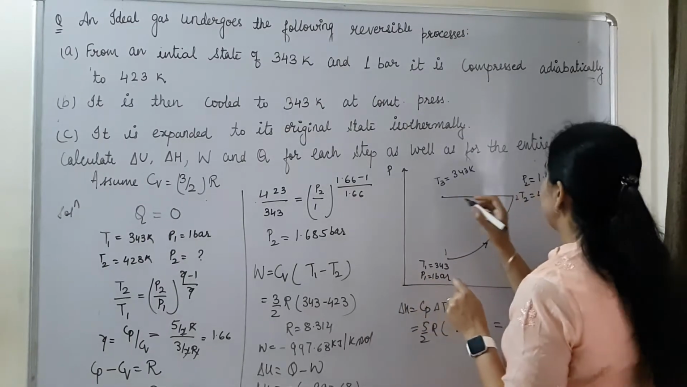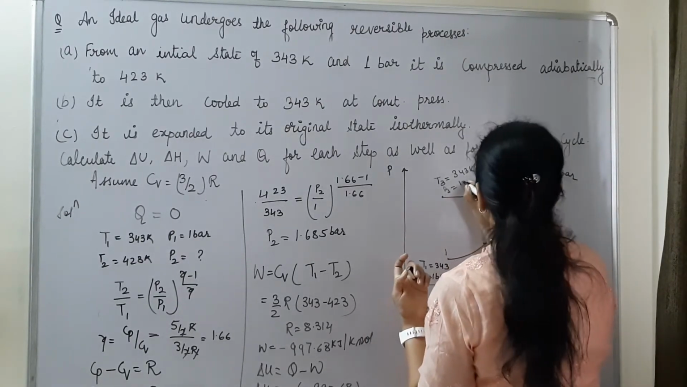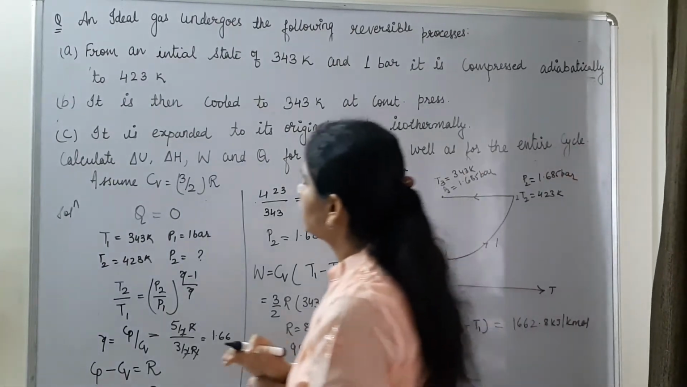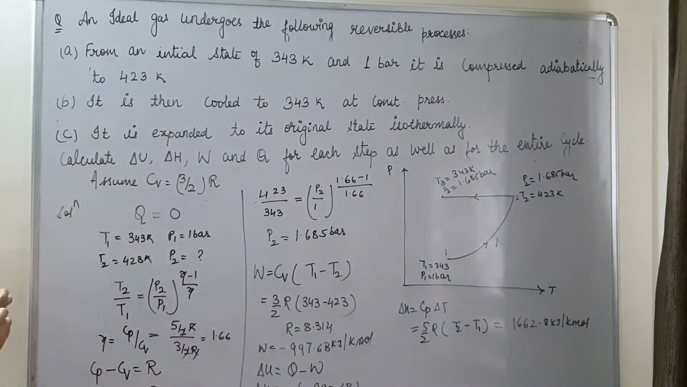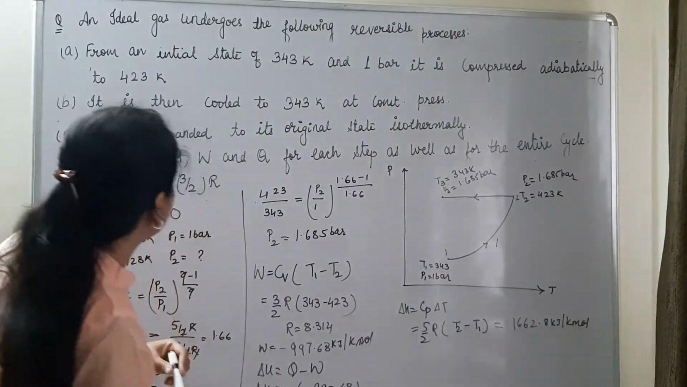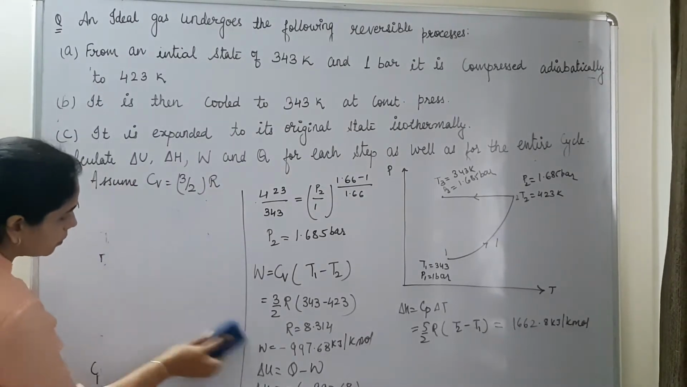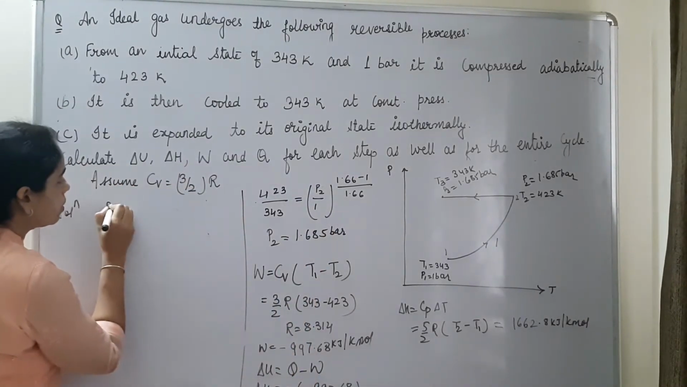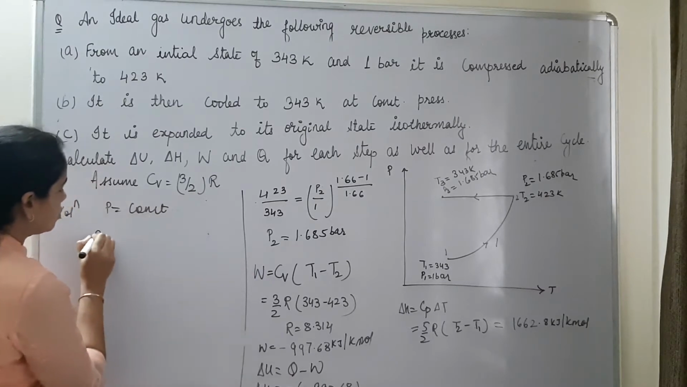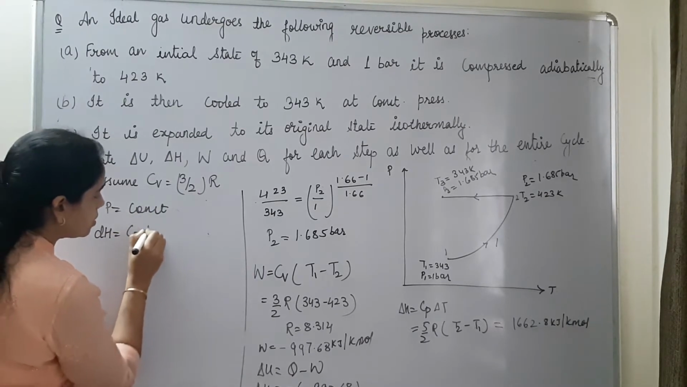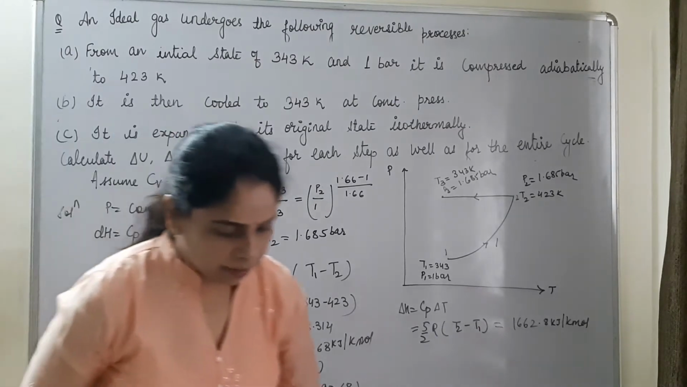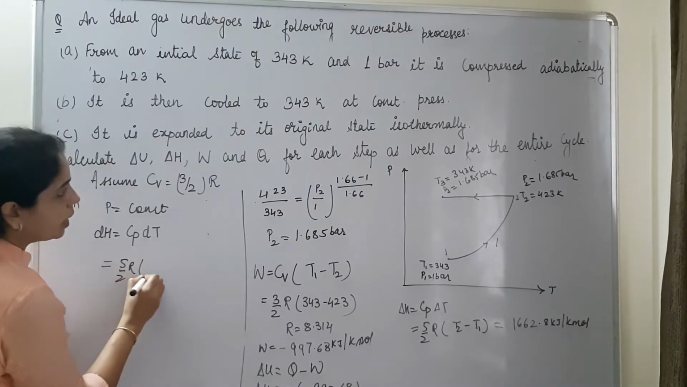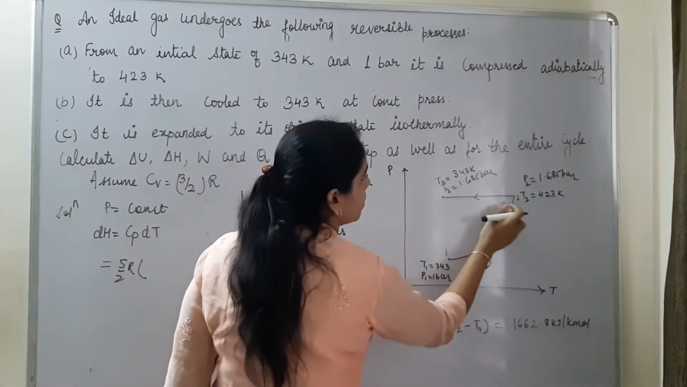Similar, okay, and the pressure here also remains the same, 1.685 bar. Now for the constant pressure process, we need to find delta U, delta H, Q and W. So first, P is constant, so dH is equal to Cp dT. When you substitute this, Cp is 5/2 R dT, so this will be T3 minus T2.